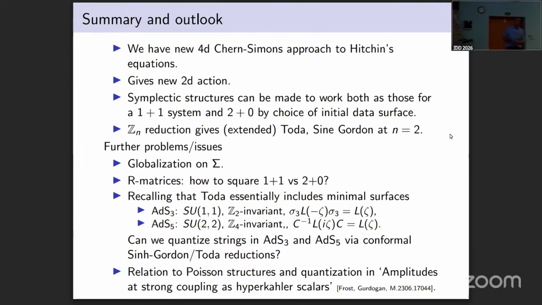Okay, so summary and outlook. We've got a new 4-dimensional Chern-Simons approach to Hitchin's equations. And this sort of fills in a gap in the Costello-Yamazaki pantheon and the subsequent literature by people like Lewis, and, well, sorry, there's plenty of others here who've probably written on this.